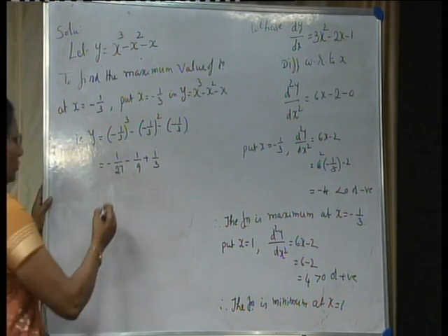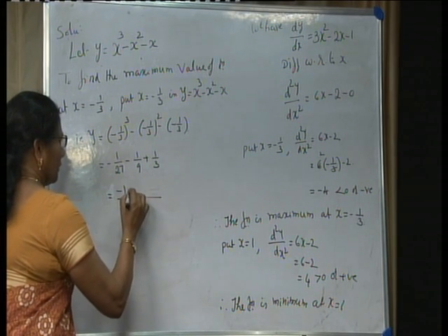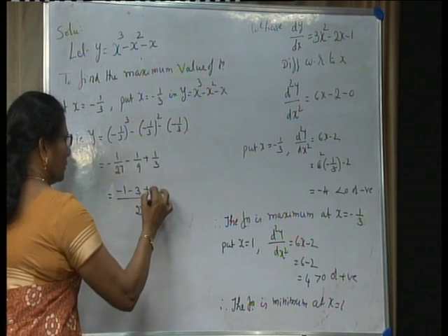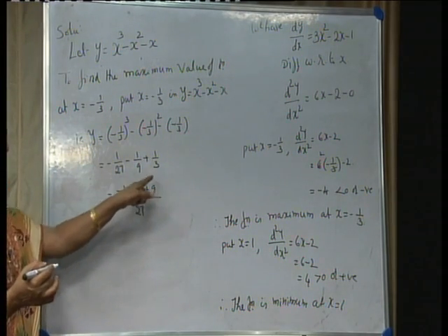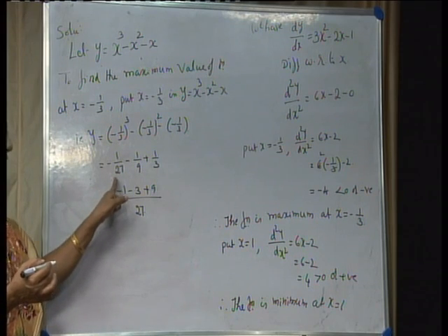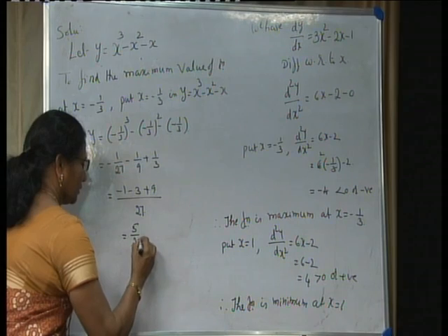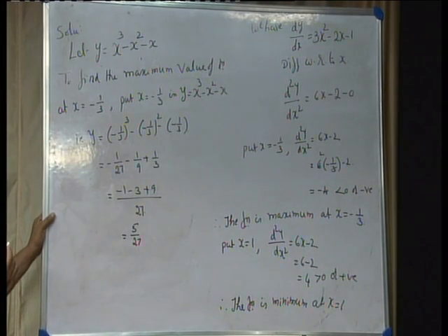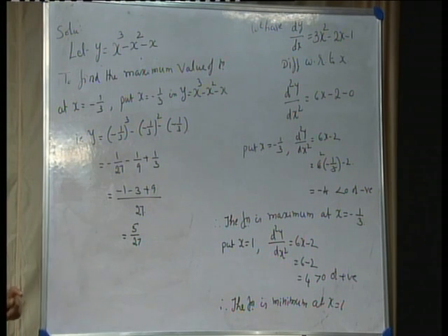So, this is equal to 27 is the LCM, minus 1 minus 3 plus 9. 9 3s are 27 minus 3, 3 9s are 27, so 9. So, this is 5 by 27. This is the maximum value of the function at x is equal to minus 1 by 3, 5 by 27.